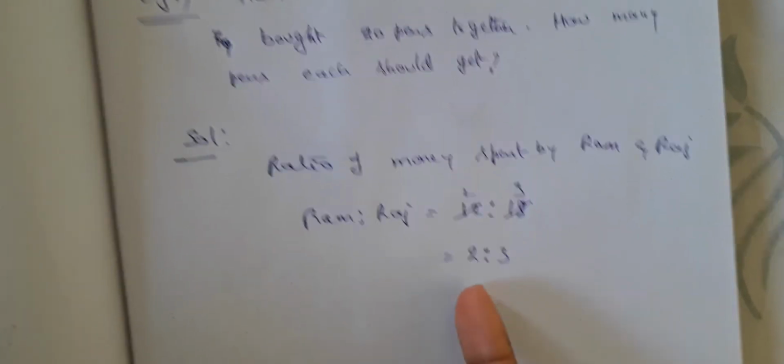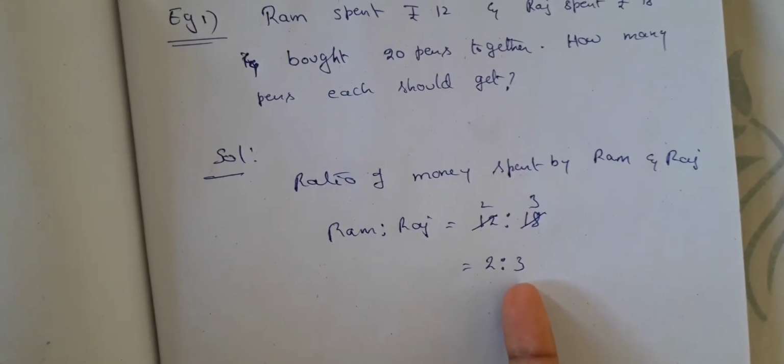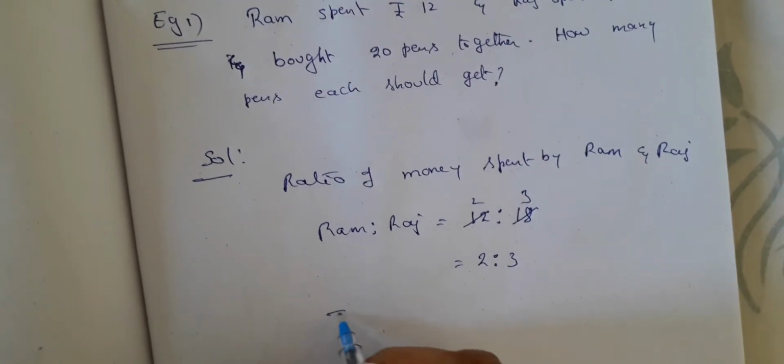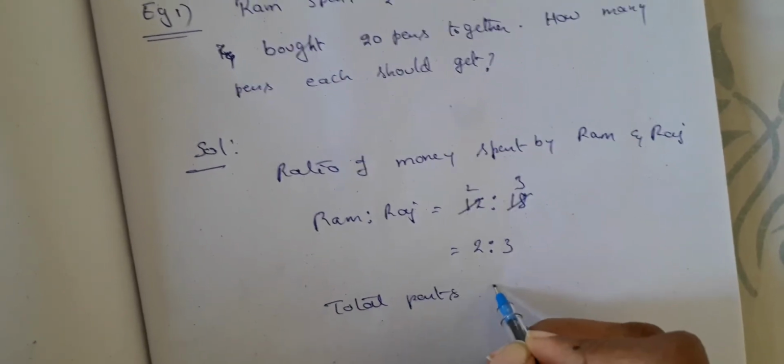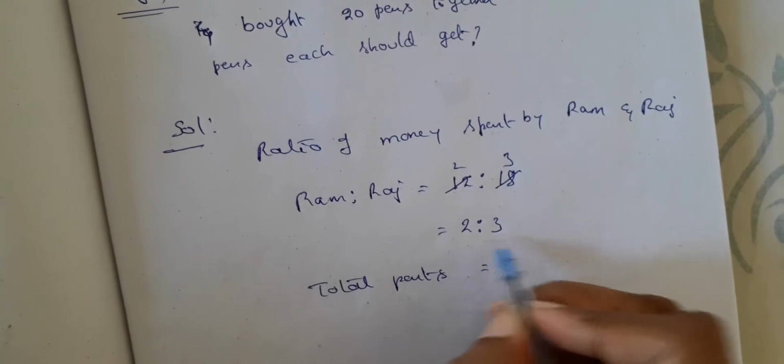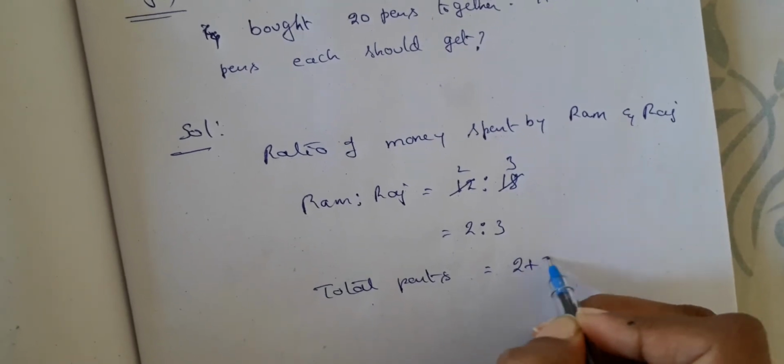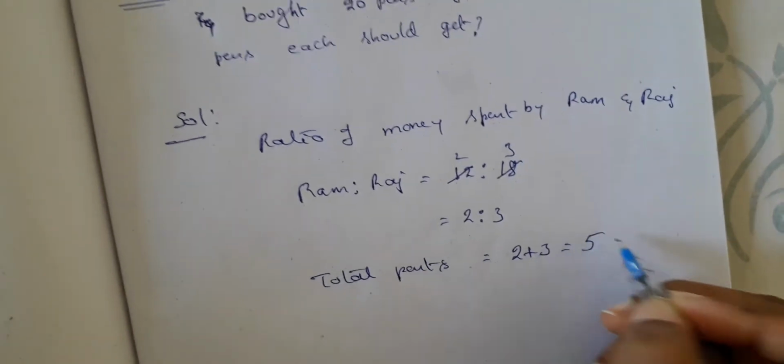So they have spent the money in a 2 is to 3 ratio. That means how many total parts? Total parts is equal to the sum of the ratios. Please remember that always. This is going to help you a lot.